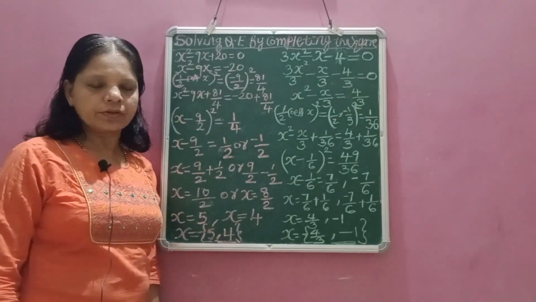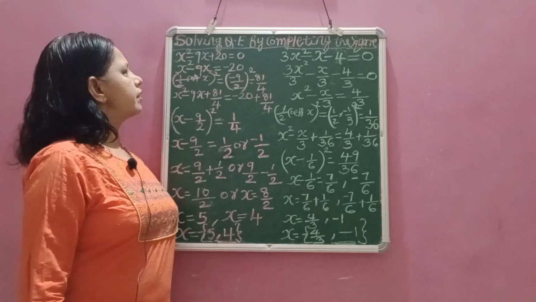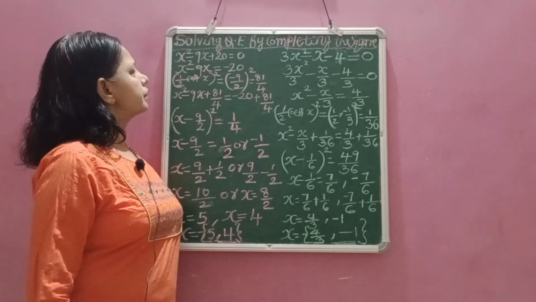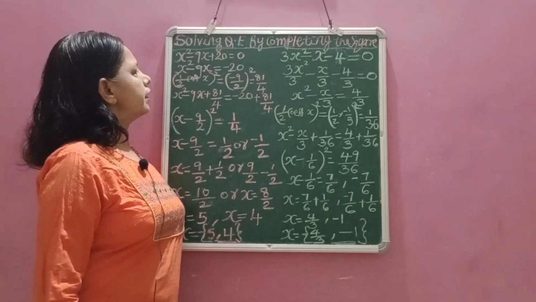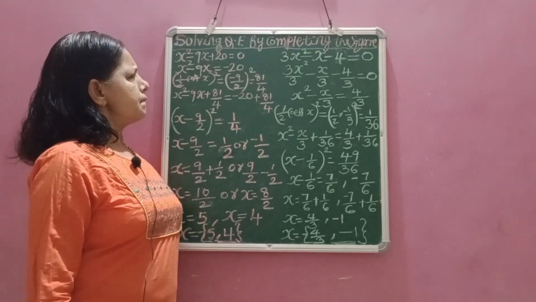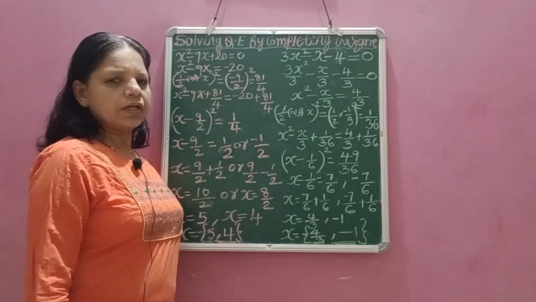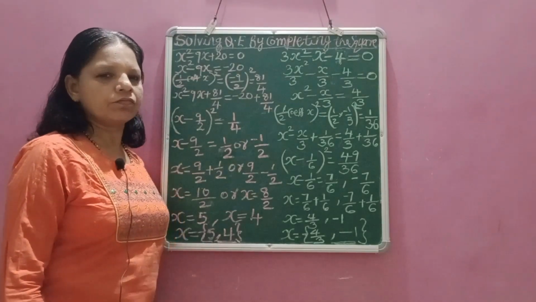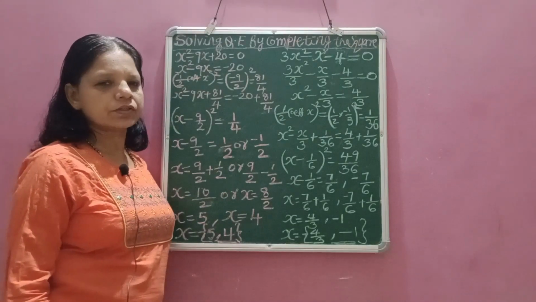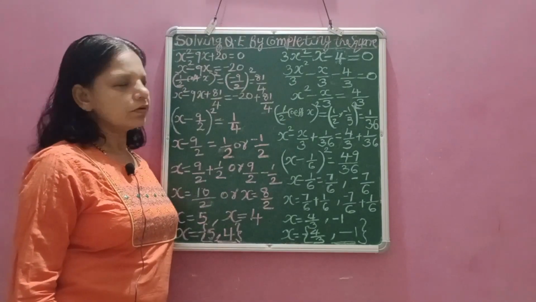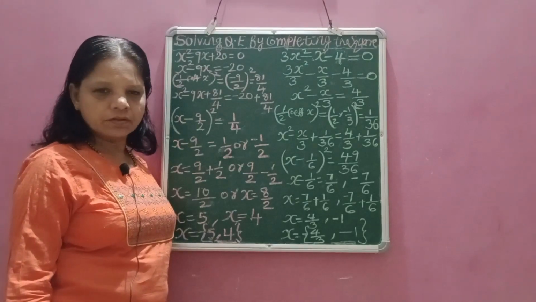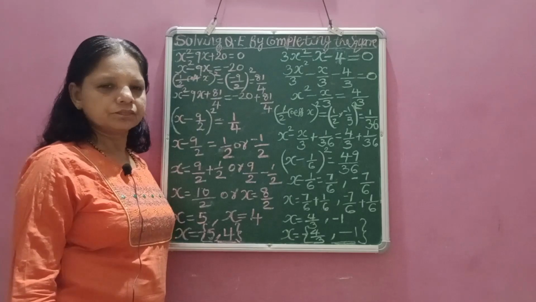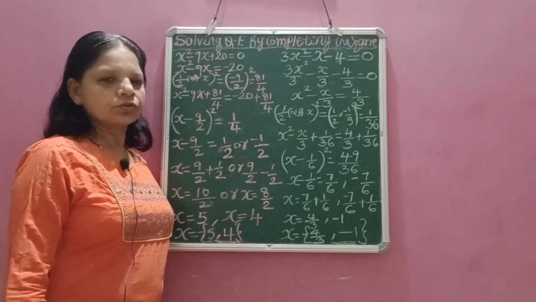So how is it to be done? The example is: solve x square minus 9x plus 20 equal to 0. You have to find the values of x for which the equation is satisfied. There will be two values for a quadratic equation, that are the solutions.